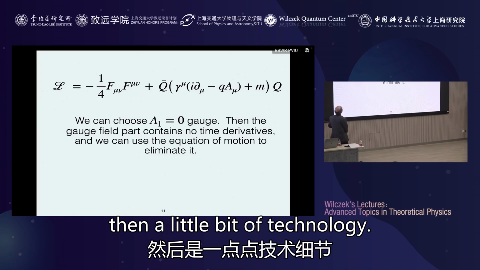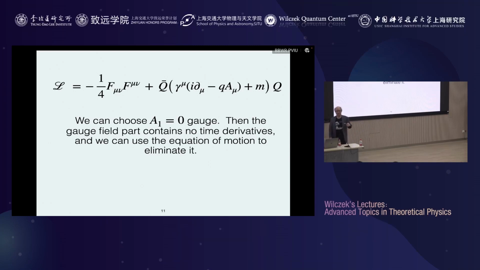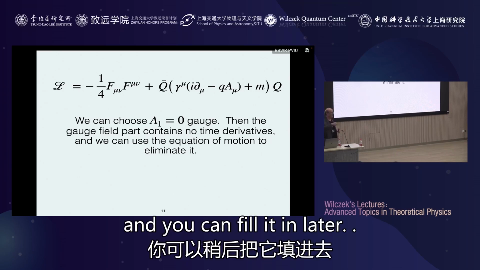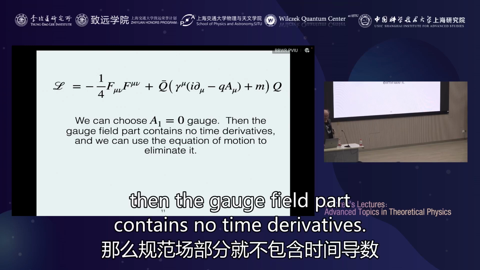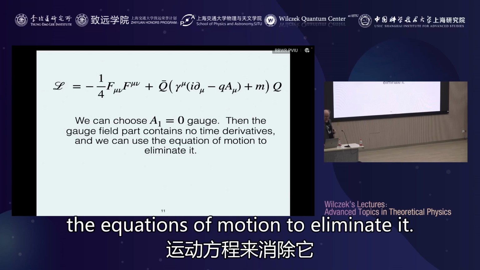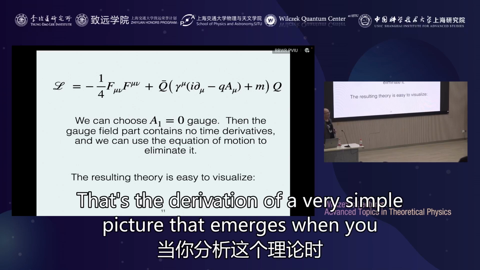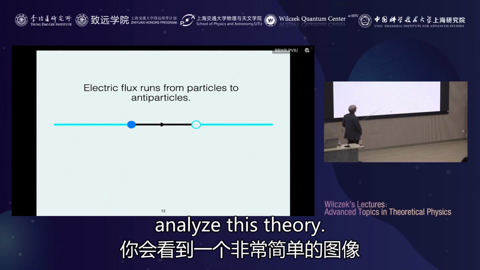Okay, and then a little bit of technology. If we impose A1 equals 0 gauge, and if you don't follow this, take it as poetry, and you can fill it in later. Tsung-Dao will help you. Then, if you do that, the gauge field part contains no time derivatives, and we can use the equations of motion to eliminate it. So that's the derivation of a very simple picture that emerges when you analyze this theory.